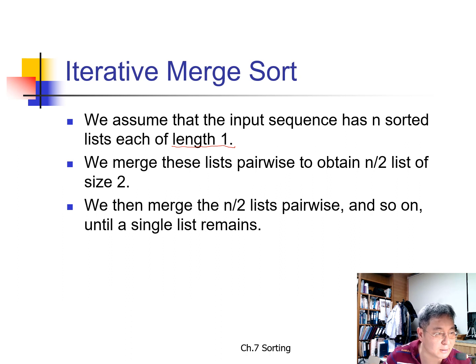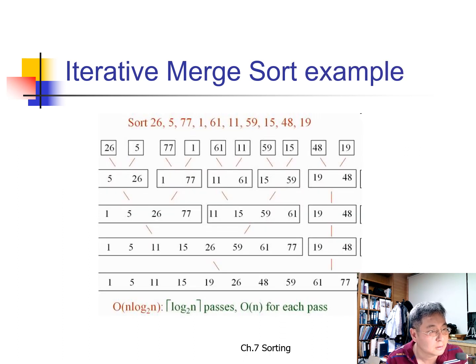And then we can continue to merge the pairwise size 2 subsets into a single merged set. So we can continue until a single list remains. Okay, so that is the merge sorting method. So this is an example of iterative merge sorting.